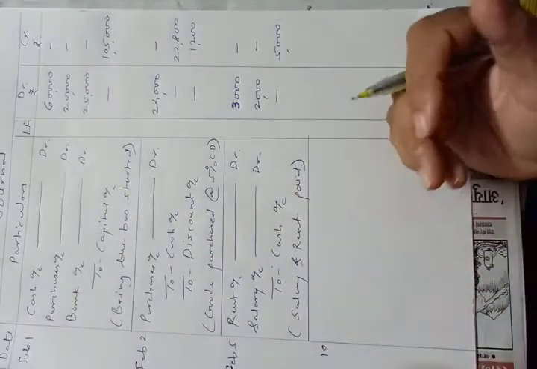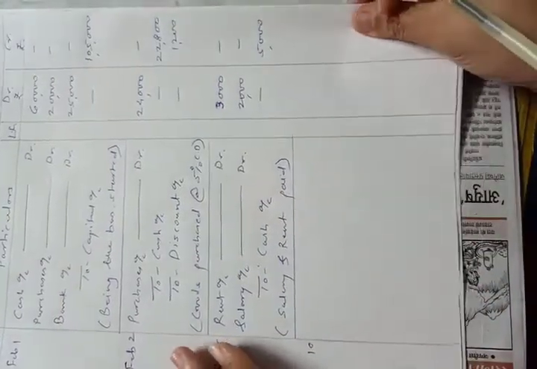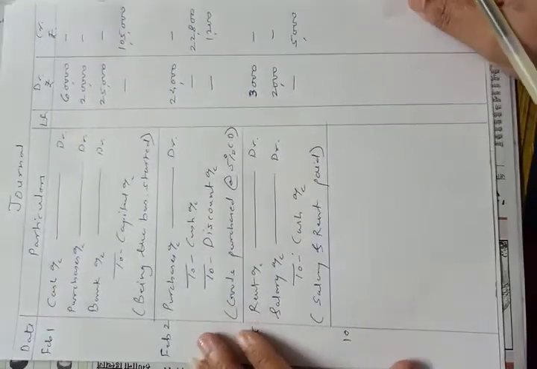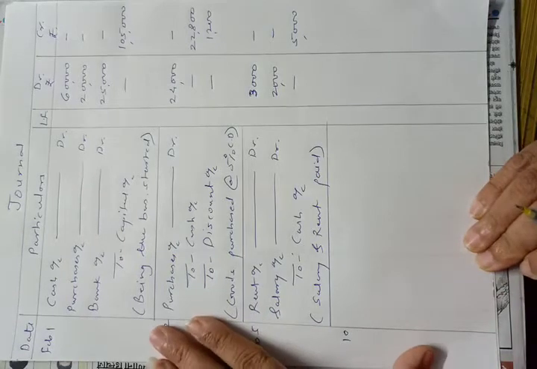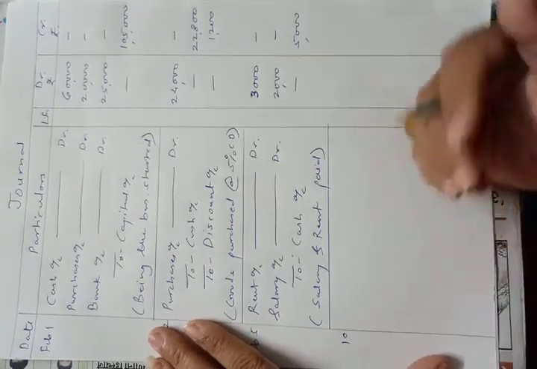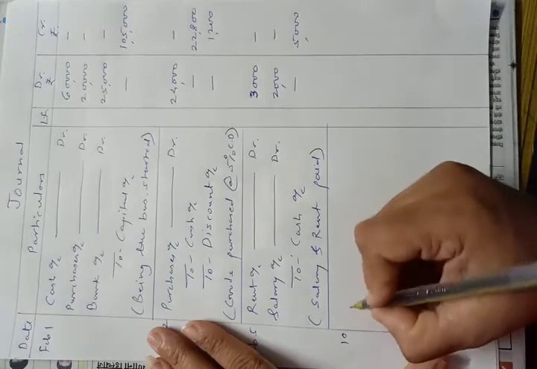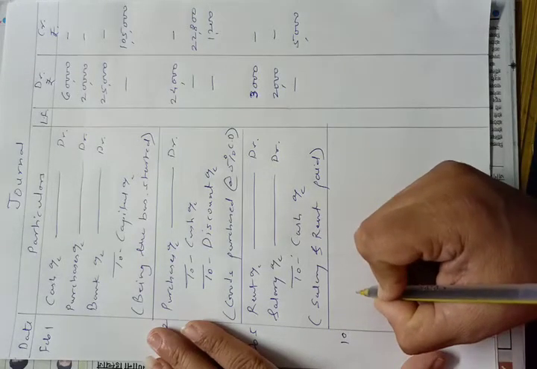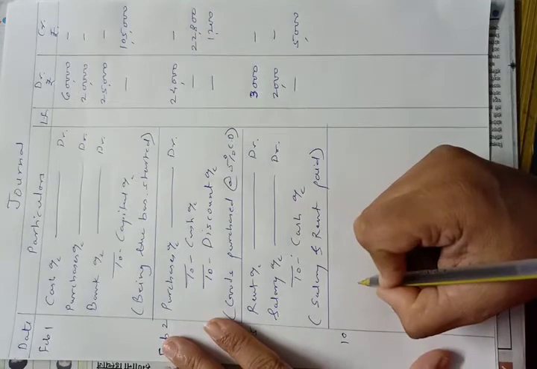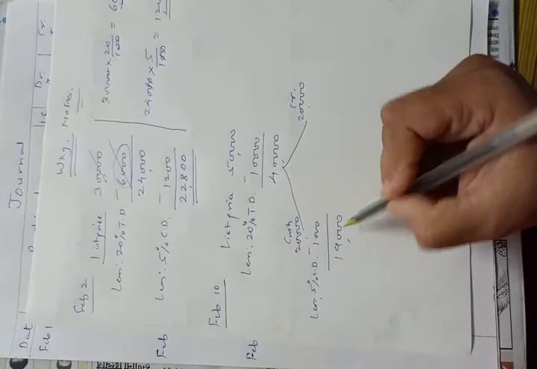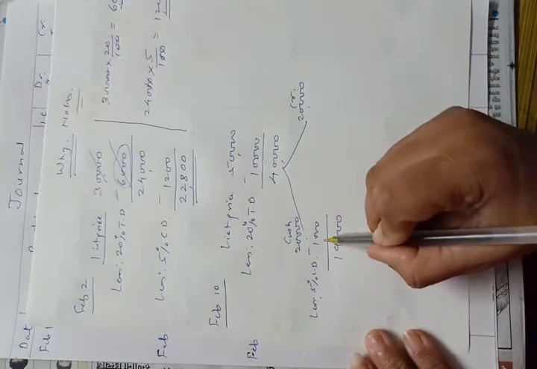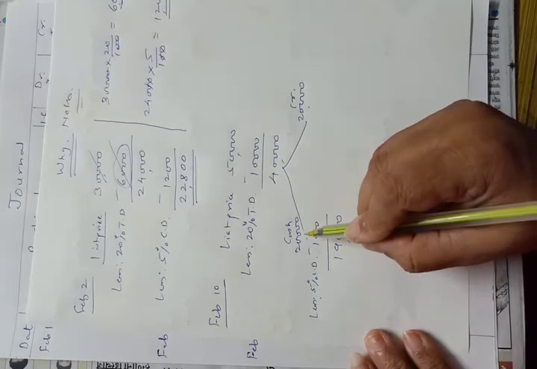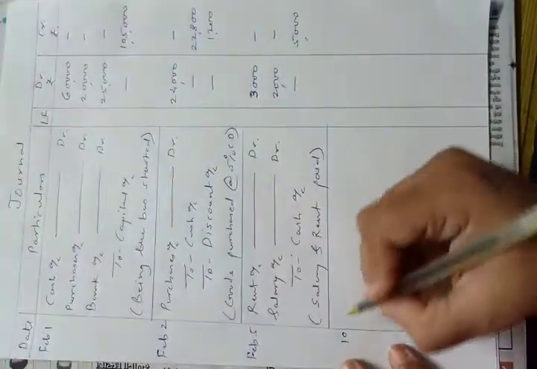Now in this entry we can pass two different entries and one combined entry. I will show you first two different entries and then we will combine them. So see the first entry. First entry will be of cash payment received. See here, this is the cash transaction. Cash received is 19,000, discount given is 1,000 and cash sale is of 20,000. So this entry we will pass.